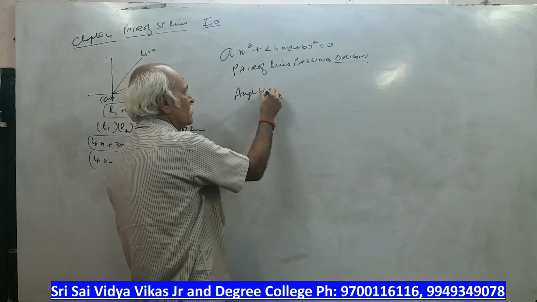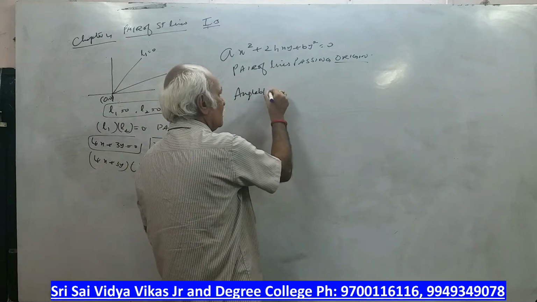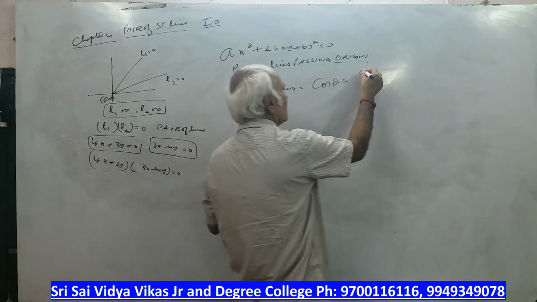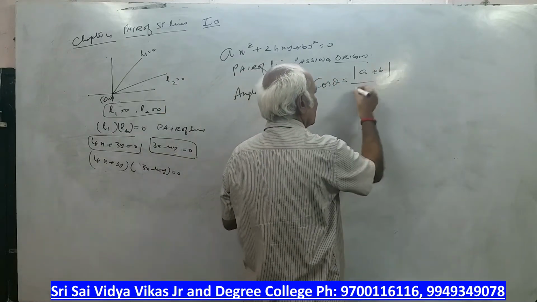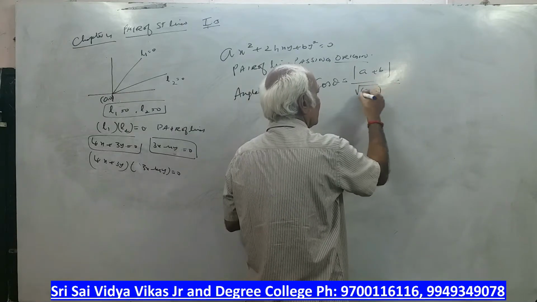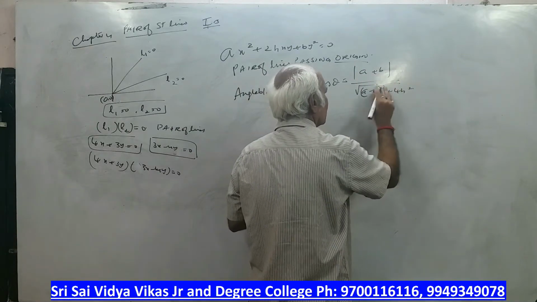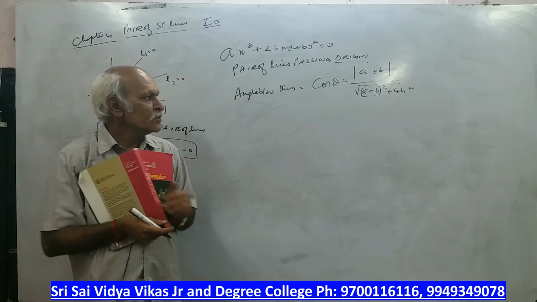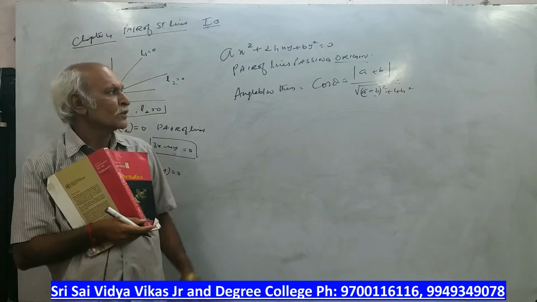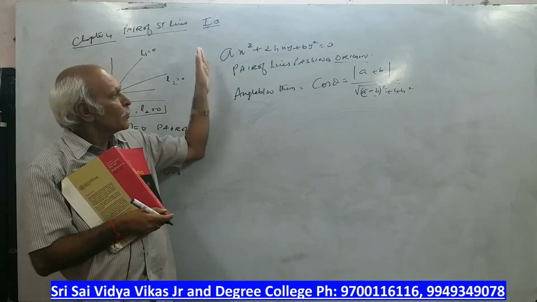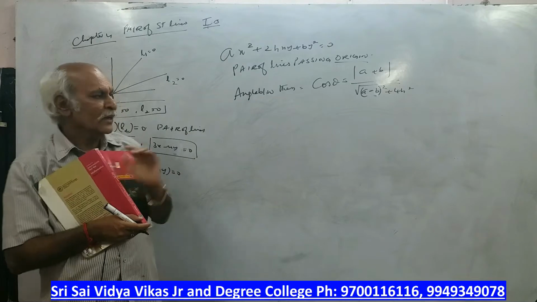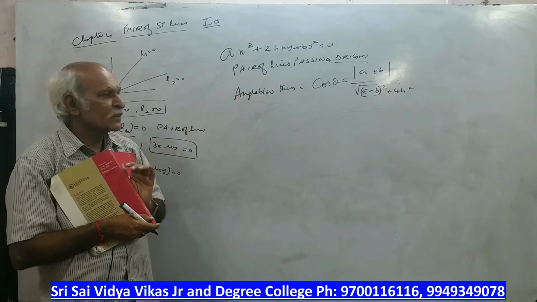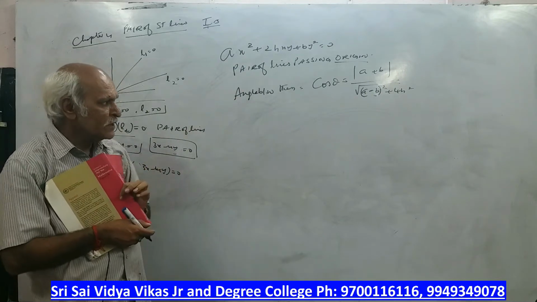The angle between them is given by cos theta is equal to modulus of a plus b by root of (a minus b) whole square plus 4h square. What is the formula? Cos theta is equal to a plus b by root of (a minus b) whole square plus 4h square. So what is the importance of this formula? It passes through the origin and the angle between the lines is given by cos theta is equal to a plus b by root of (a minus b) whole square plus 4h square.